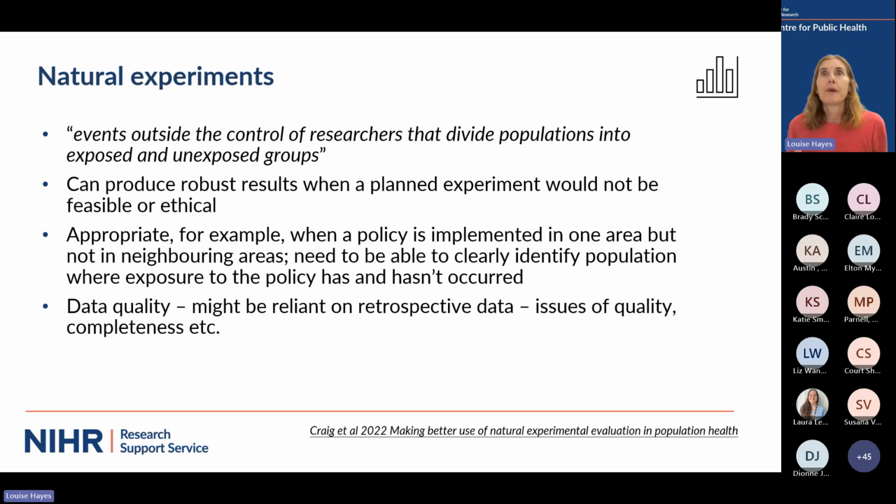So, for example, when a policy is implemented in one area but not in neighbouring areas, we're able to identify a population where the exposure has been received and one where it hasn't. One thing to be aware of here is data quality, which is often the case if we're relying on retrospective data that's been routinely collected with no control over that data. So there might be issues around how complete it is, what the quality is like, whether it's really fit for purpose. So that's just something to be aware of there.